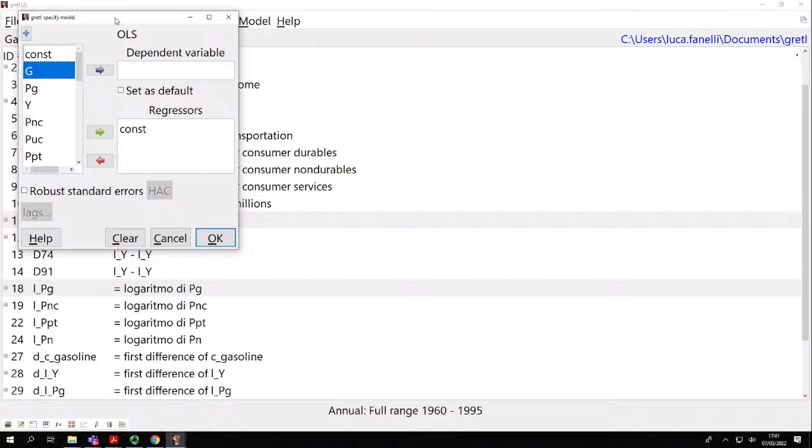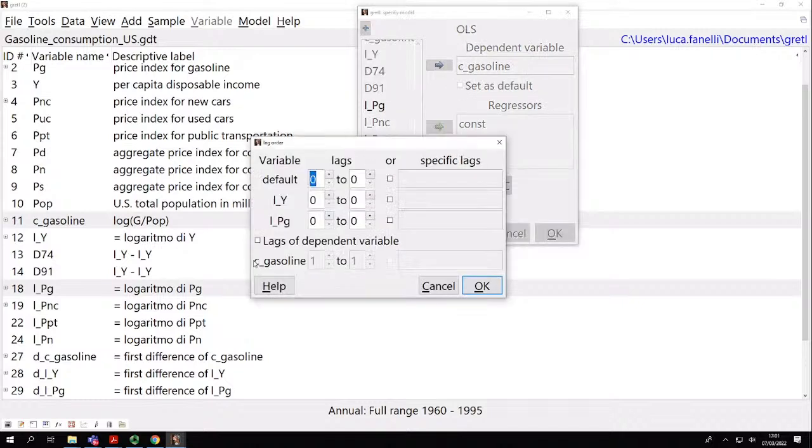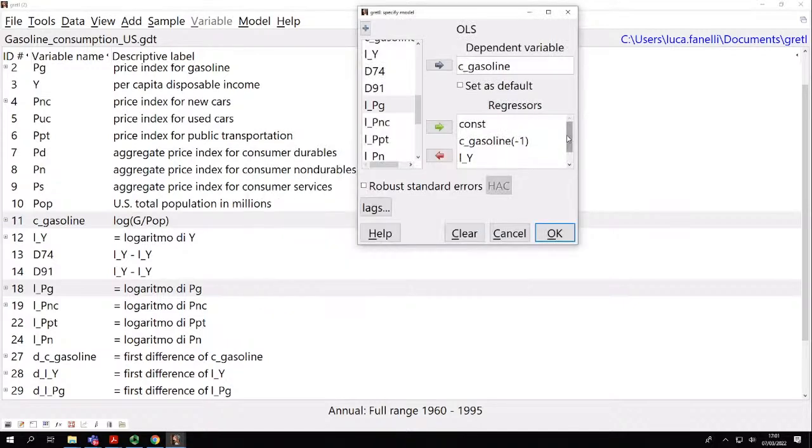I'm going to model, say, per capita consumption, which was this y. My regressors are a constant, total expenditure, and the log of per capita consumption. And then I also want to include one lag of gasoline consumption, so I include one lag of the dependent variable, consumption per capita of gasoline. So you can see that now I have the four regressors I had in mind, okay?